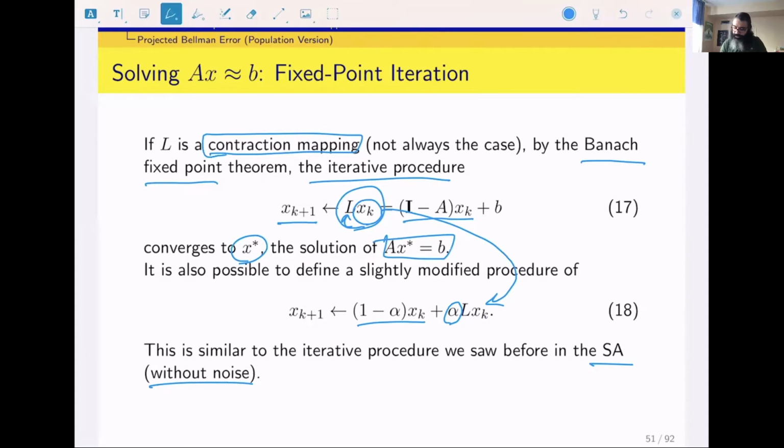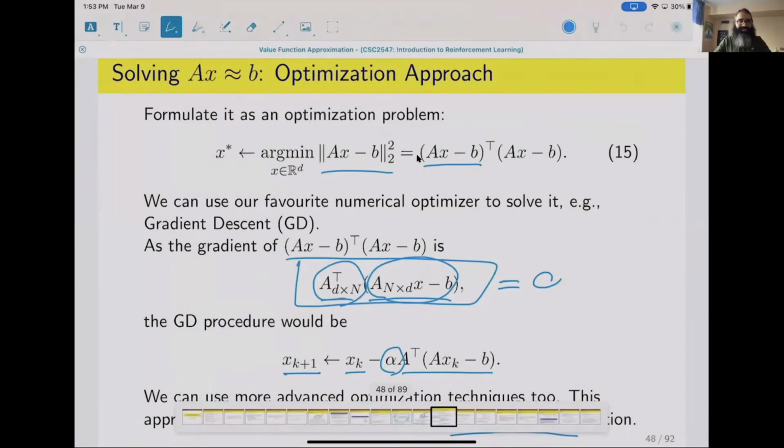Okay, so we talked about 3 approaches for solving Ax equal to b. One was optimization. Okay, it takes a while, I guess. Perfect. Yeah, I don't know what happened. Yeah. So maybe my Wi-Fi dropped.